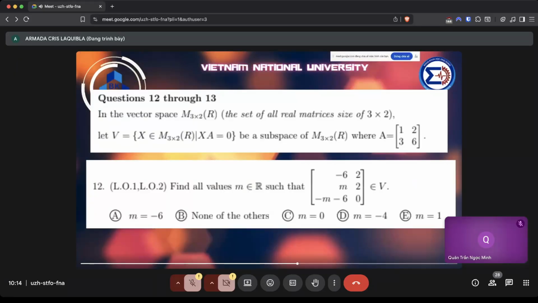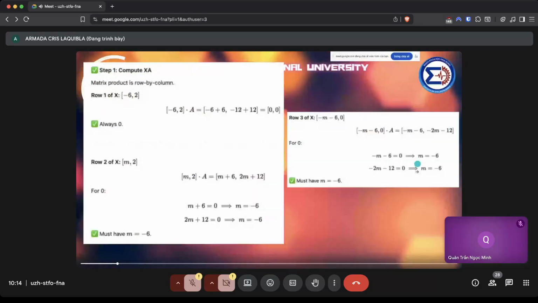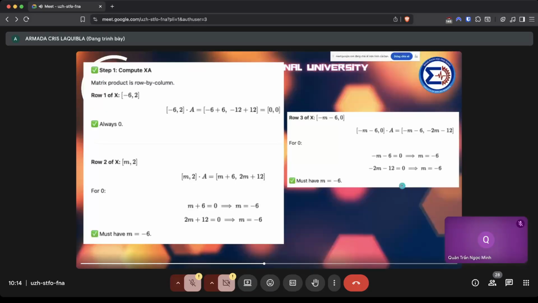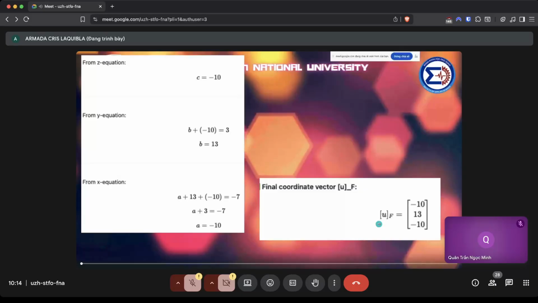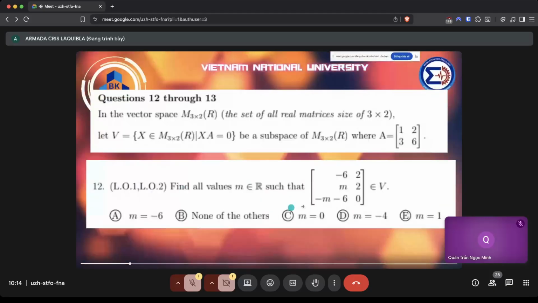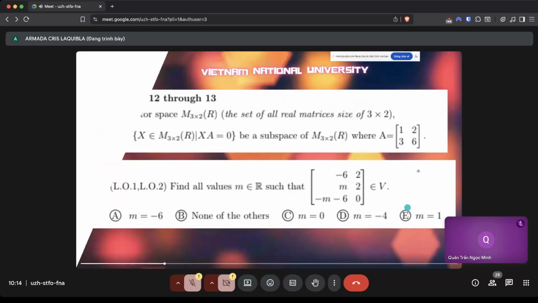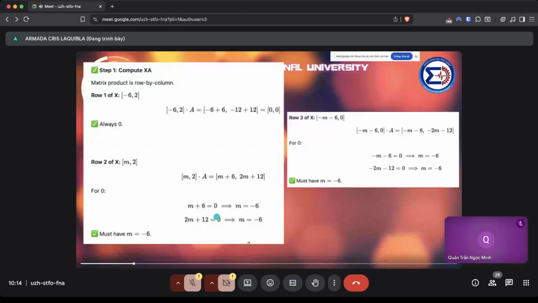Now what happens if there is another m that you can solve here? For example, it's not m is equal to negative 6 here in the row 3. The question says that we have to find all values of m. So for example, if you solve here m is equal to 2, just an example, and here for row 2 we have m is equal to negative 6. So what do you think is the answer?